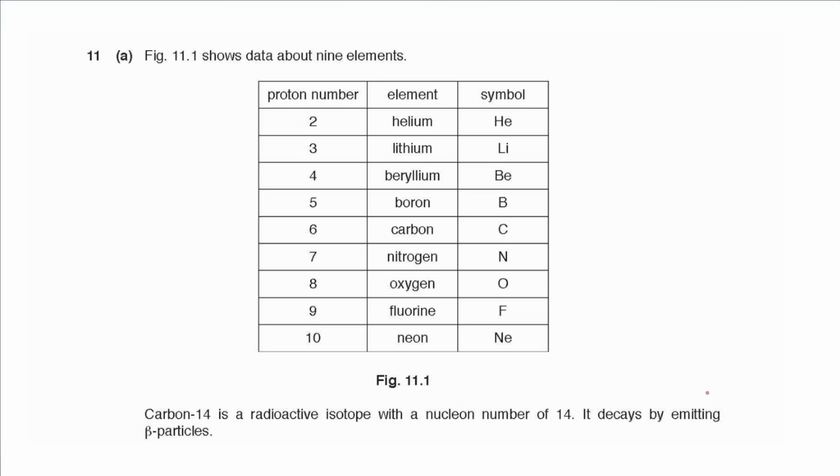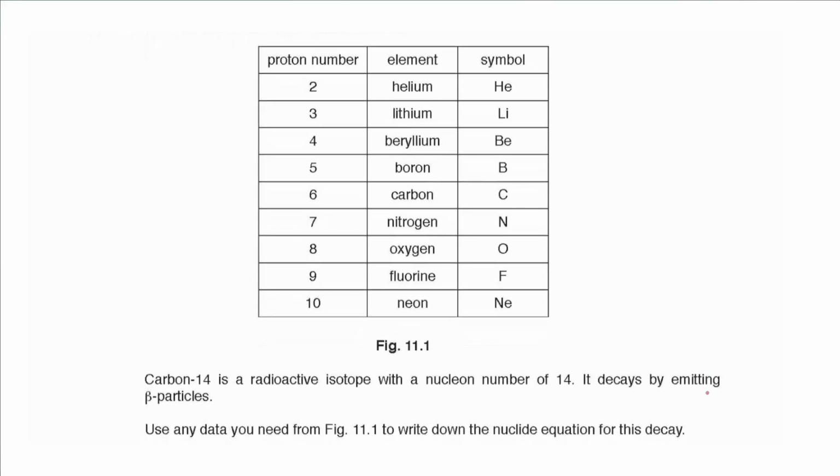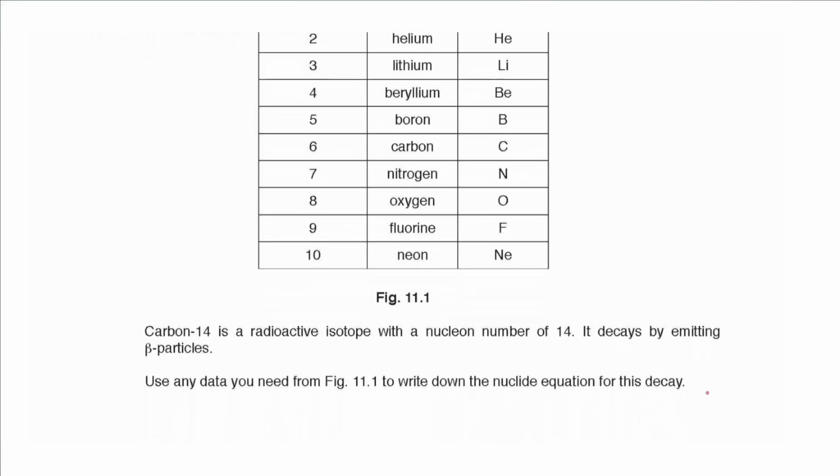Question 11a says figure 11.1 shows data about 9 elements. Carbon 14 is a radioactive isotope with a nucleon number 14. It decays by emitting beta particles. Use any data you need from figure 11.1 to write down the nuclide equation for this decay.